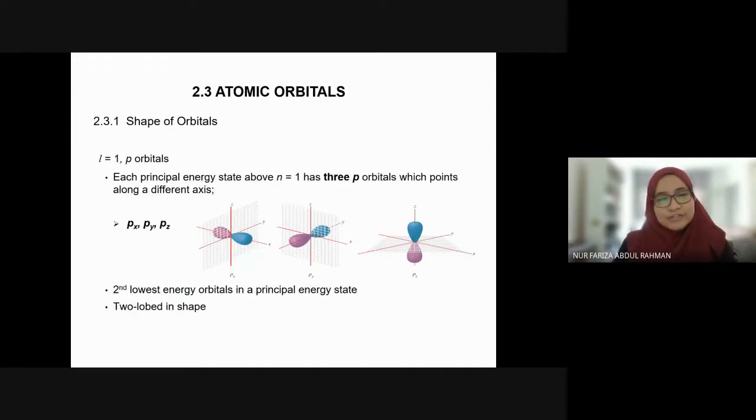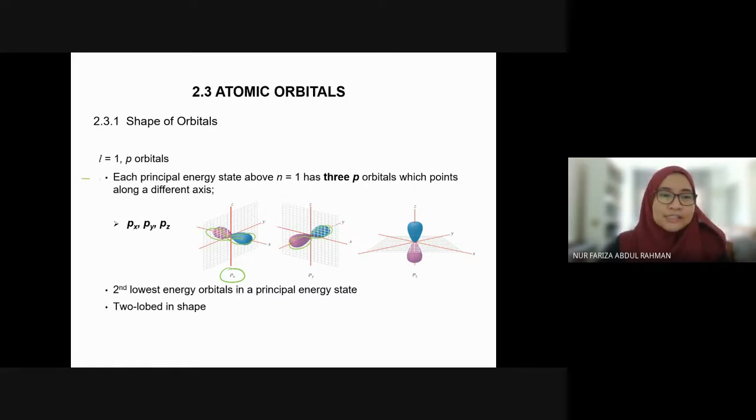This will be the p orbital. We introduced the p just now in the angular quantum number. So we have px, py, pz. How do we draw px, py, pz? It depends on the axis. If it is px, you have to draw along the x-axis. If it is py, you have to draw along the y-axis, and the same goes for pz.